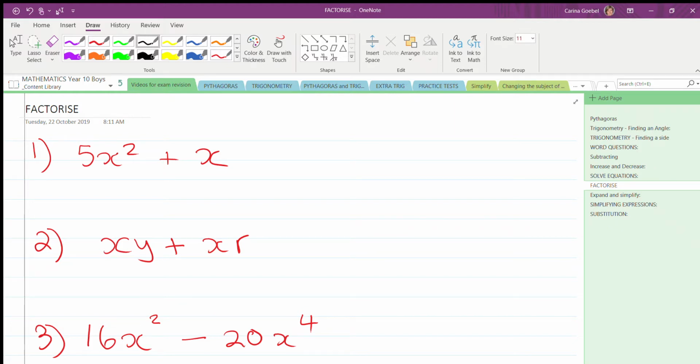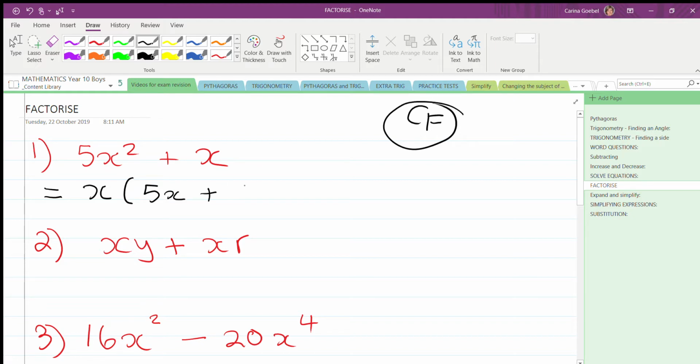Hey guys, just a quick video on factorise again. So always look for a common factor first, no matter what. That should always be the first thing you check for. Okay, so if I look here, I can see that both of these terms have an x common. So you take x out common, so therefore you are left with 5x plus 1.